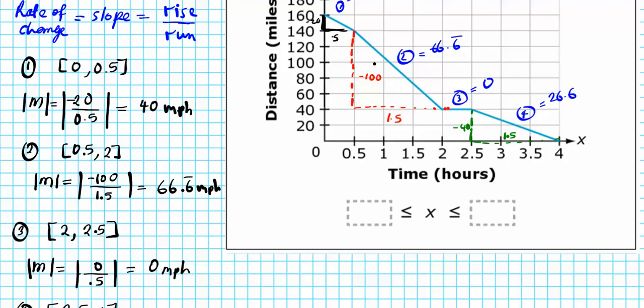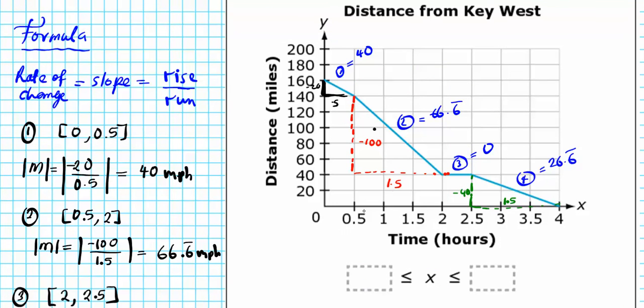The fastest speed was from 0.5 to 2. Maybe she was on the freeway, all right, and then stopped, and then maybe she was in the city here. Okay, so fastest, second, third, and then last. So our answer is interval number 2, from 0.5 all the way to 2. That's when she was traveling the fastest, or when she had the highest speed.